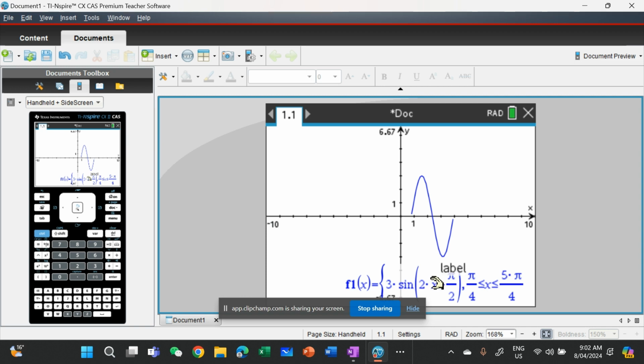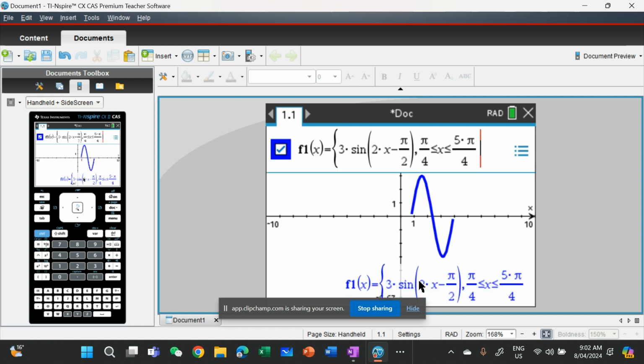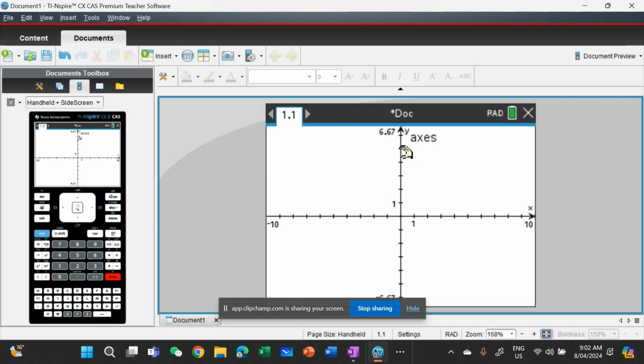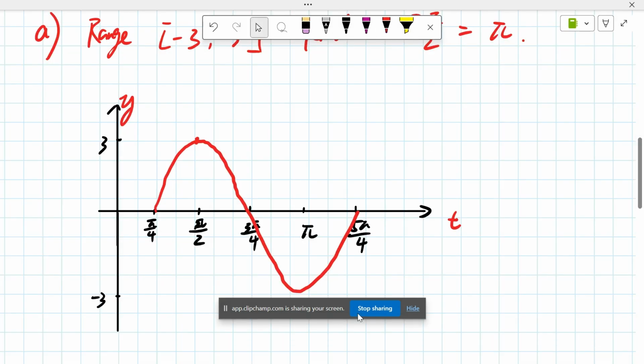Another thing we could try with our function is to move the 2 outside. Does that help? There's nothing. So make sure you put the 3 or 2 or whatever number in front of the bracket into the bracket. Alright, let's get back on here.